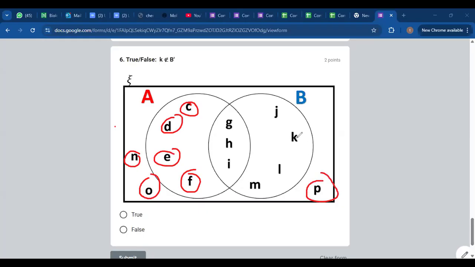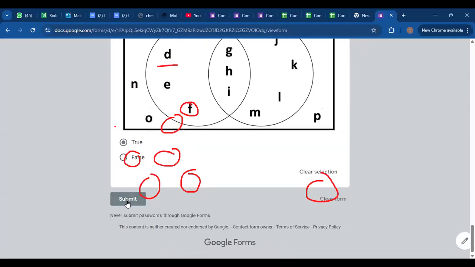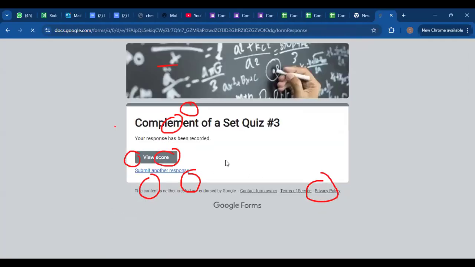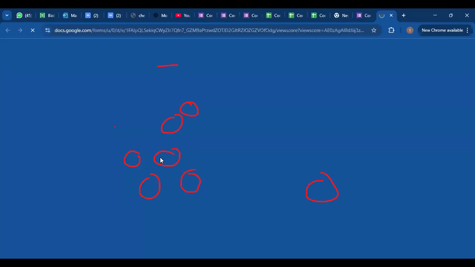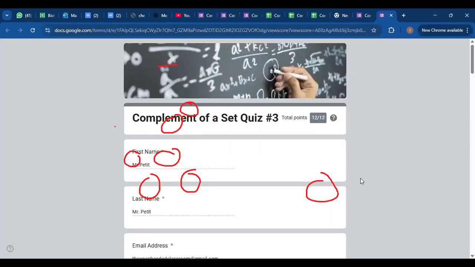Is K part of it? We have C, D, E, F, O, and P. Is K part of it? No. So that means K is not a part of B complement. So that's true. It's definitely true. Let's see how we do. Good stuff.